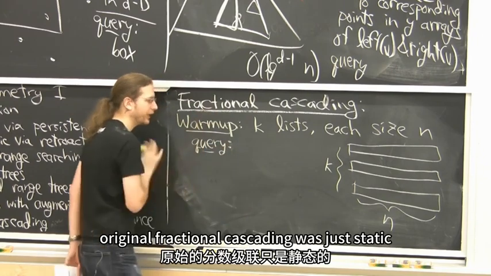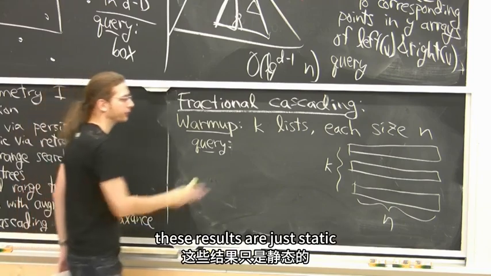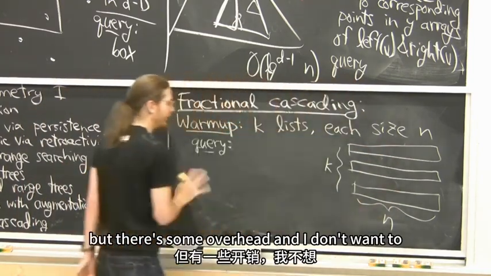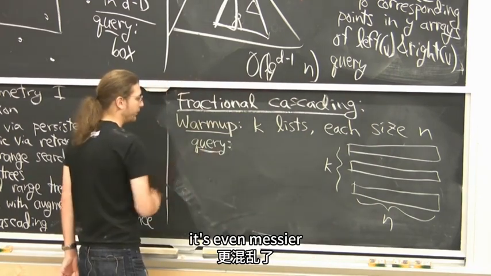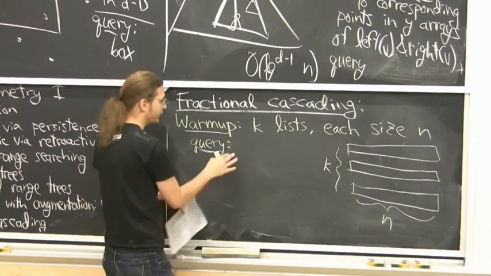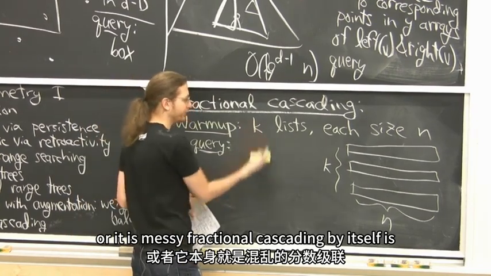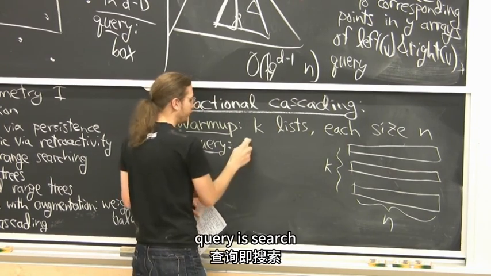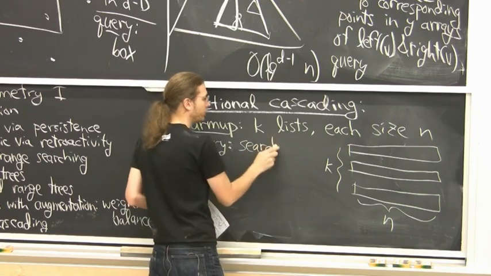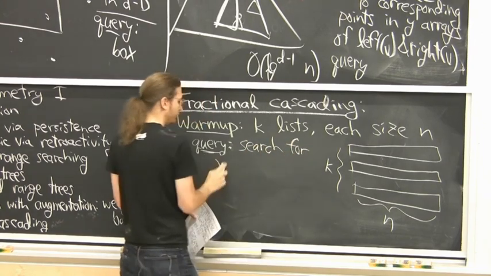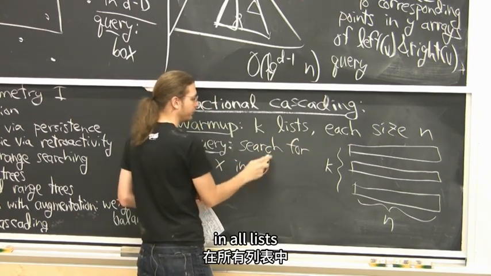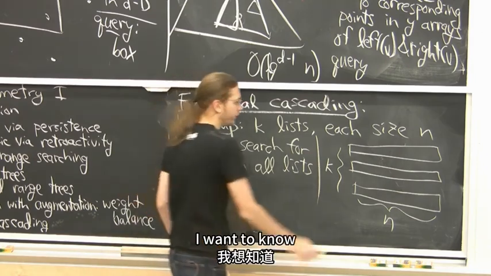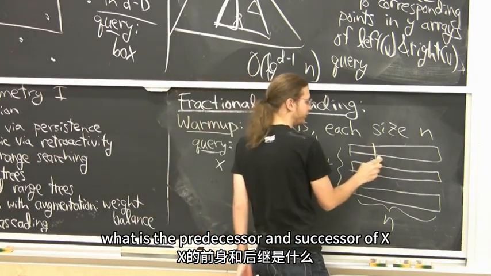Original fractional cascading was just static. These results are just static. You can make it dynamic, but there is some overhead, and I don't want to get into that. It's even messier. Fractional cascading by itself is a very simple idea. The query is: search for x in all lists. I want to know what is the predecessor and successor of x in this list.